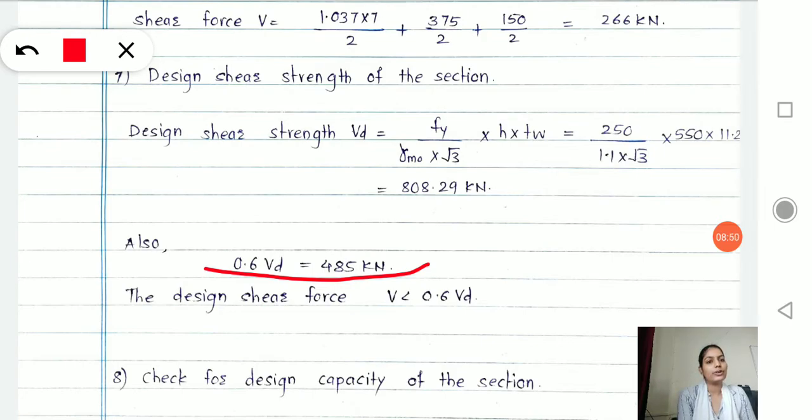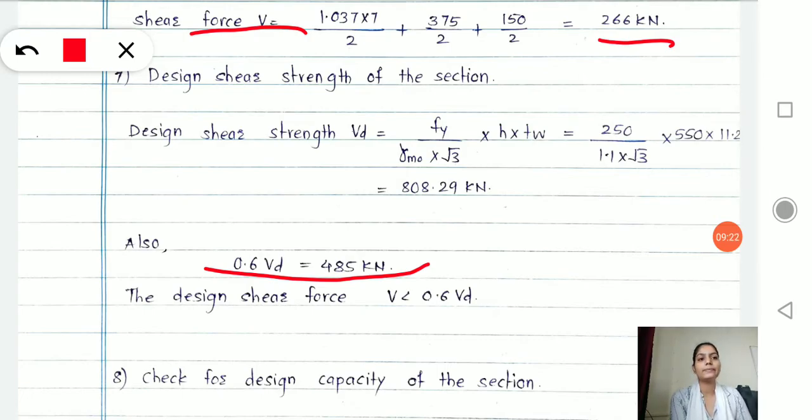Then the design shear force. Now our 0.6 VD calculation tells us the value is 485 kilonewton. This 485 kilonewton value has to be cross-checked with what? Shear force. What is shear force here? Shear force V is 266 kilonewton. Right? Shear force V is 266 kilonewton.